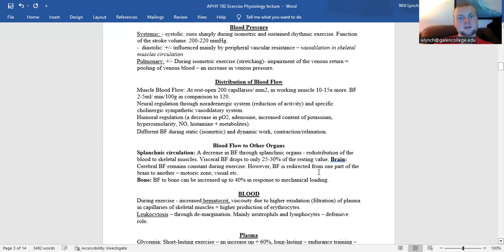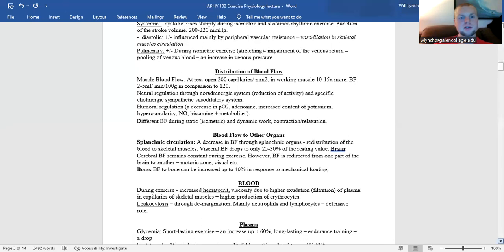The brain, however, is going to really keep its blood flow pretty much constant. The only difference is that the blood flow is going to be diverted or redirected to the areas that are causing aid to the exercise, such as the motor cortex, visual cortex, things like that. So we get a relatively constant blood flow to the brain. However, during activity, the blood flow is redistributed to wherever it needs to go as far as the areas of the brain that are most in tune with the activity that you're doing.